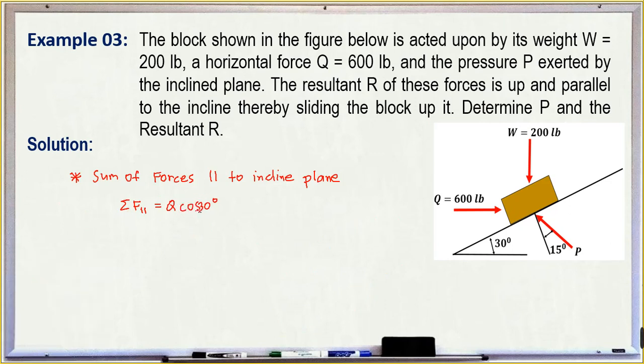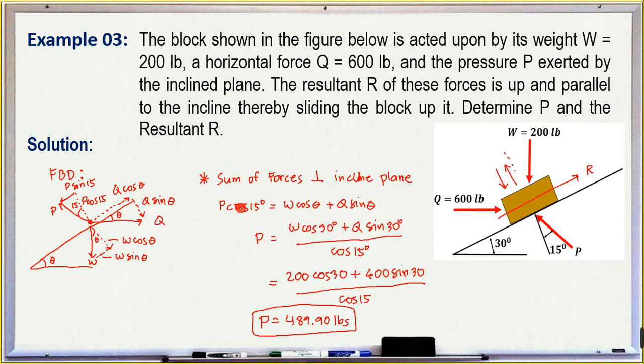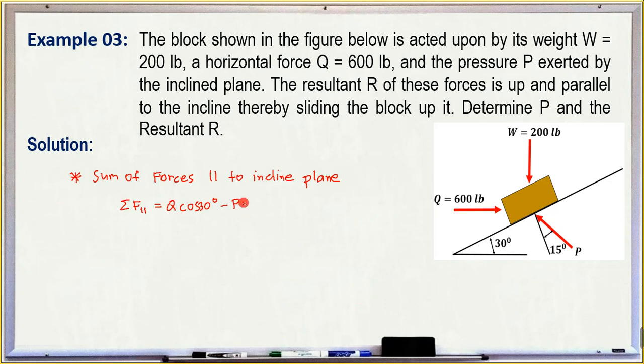So, this is cosine minus P. So, P here is sine 15. So, sine 15 degrees minus weight. The weight here is a sine. So, sine of 30 degrees. Now, substitute. So, we have 600 pounds cosine of 30 degrees minus the P that we just solved.